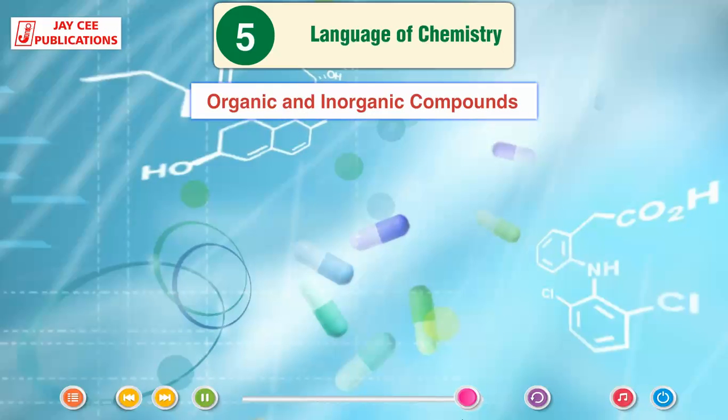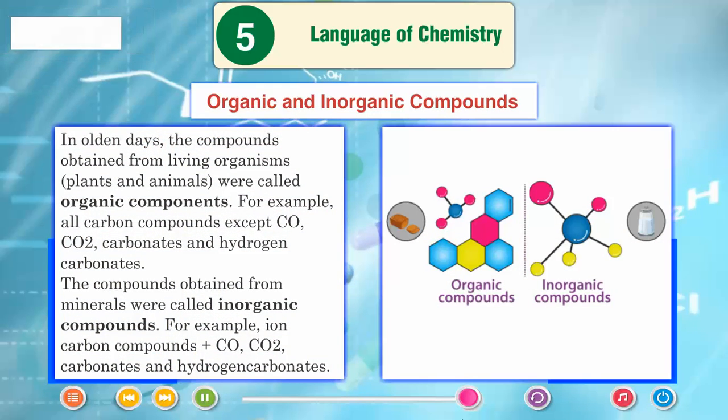Organic and inorganic compounds. In olden days, the compounds obtained from living organisms, plants and animals, were called organic compounds. For example, all carbon compounds except CO, CO2, carbonates and hydrogen carbonates. The compounds obtained from minerals were called inorganic compounds. For example, non-carbon compounds plus CO, CO2, carbonates and hydrogen carbonates.